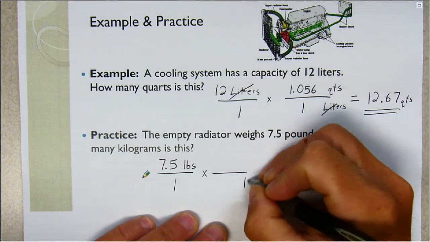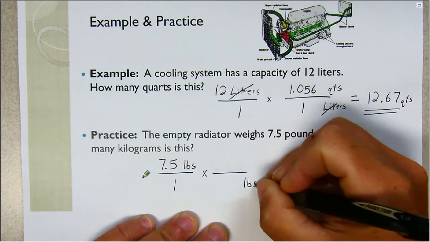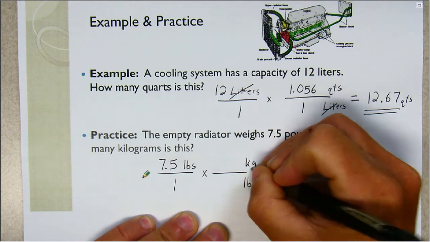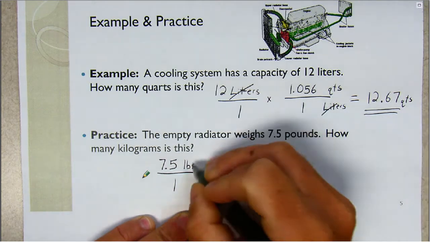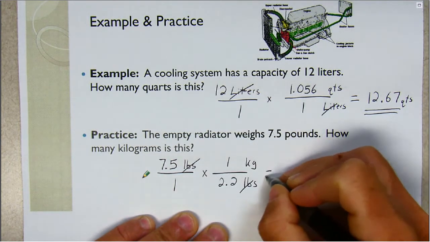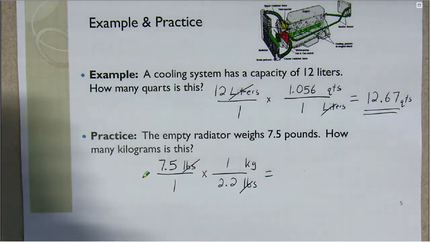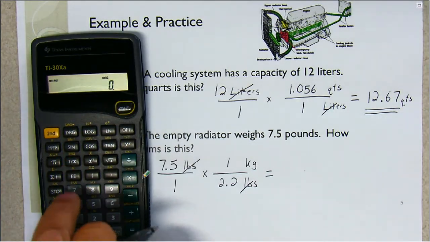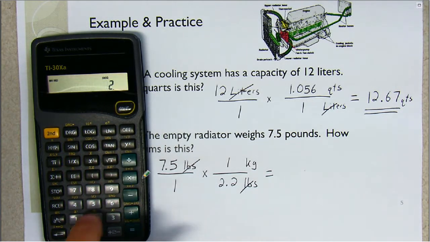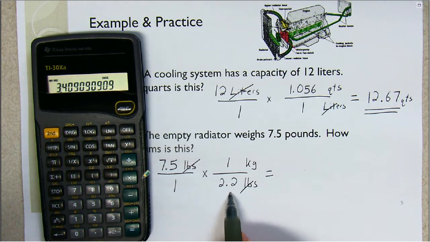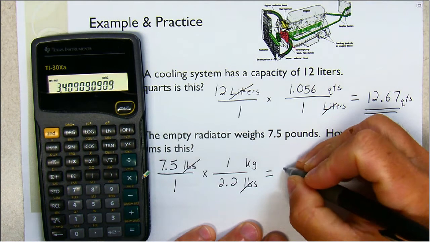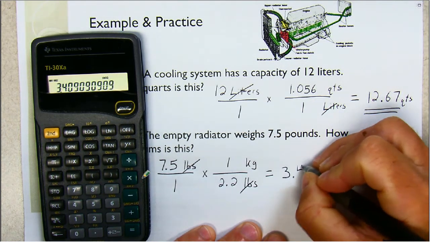So we need to put the pounds on the bottom so that they cancel diagonally. We're going to go to kilograms. And we just saw that 1 kilogram is 2.2 pounds. That makes the units of pounds cancel, and we can reach for our calculator. 7.5 is going to be divided by 2.2 since the 2.2 is on the bottom, and we get 3.41 when we round to the hundredth.